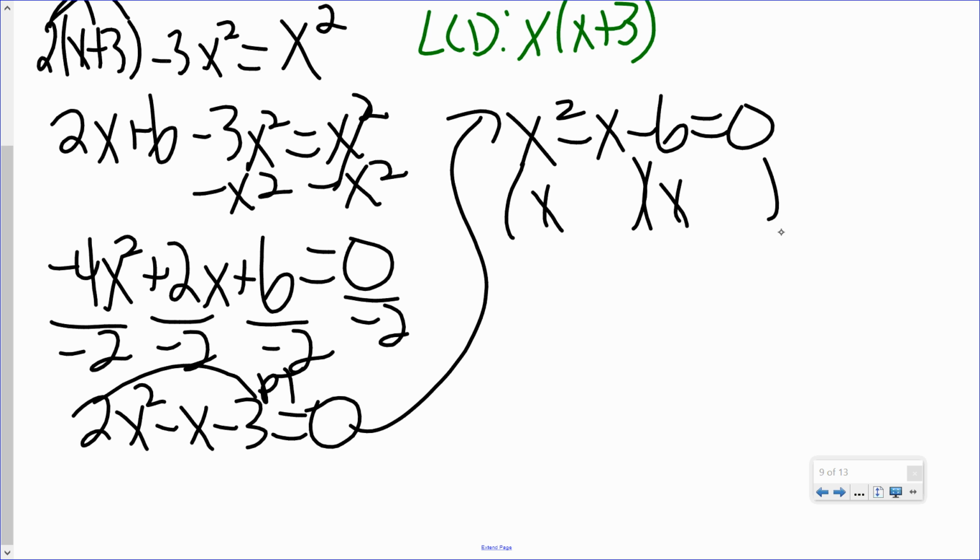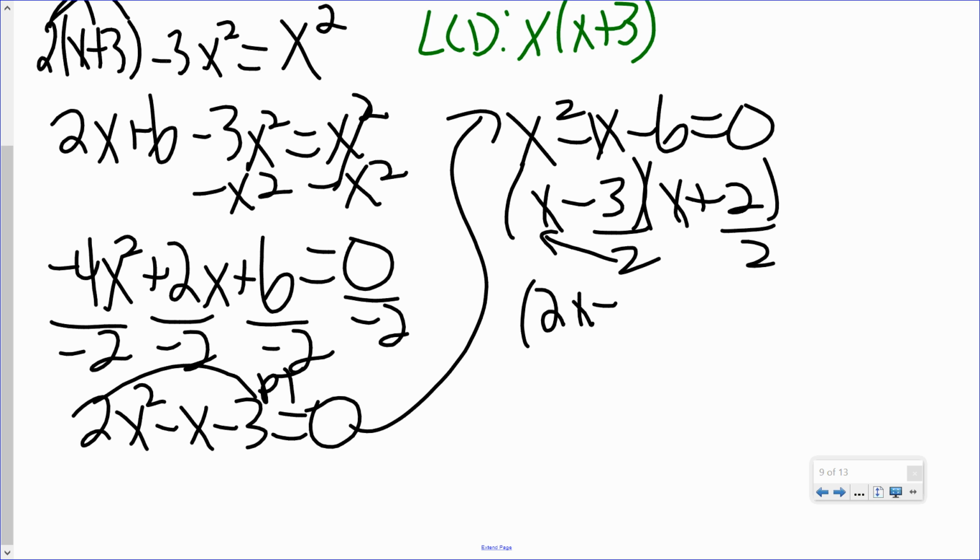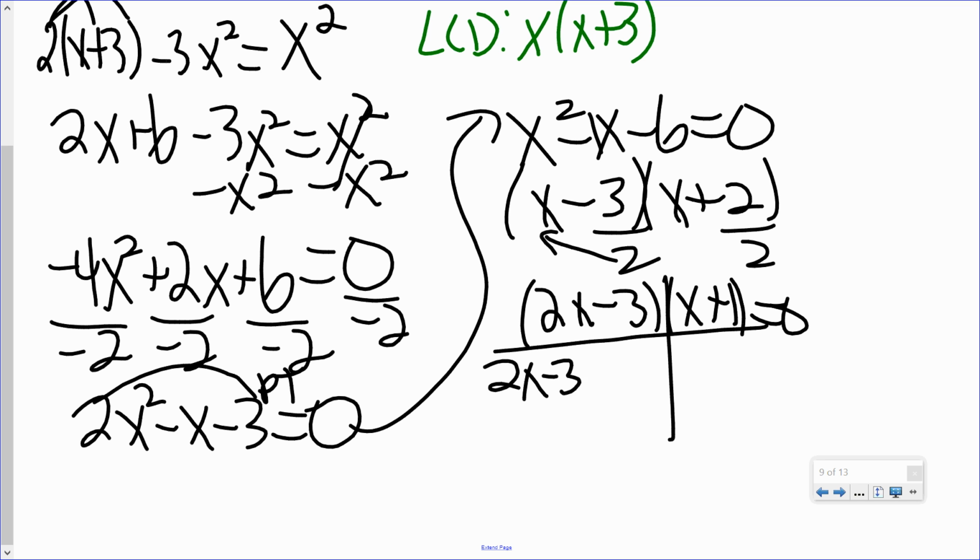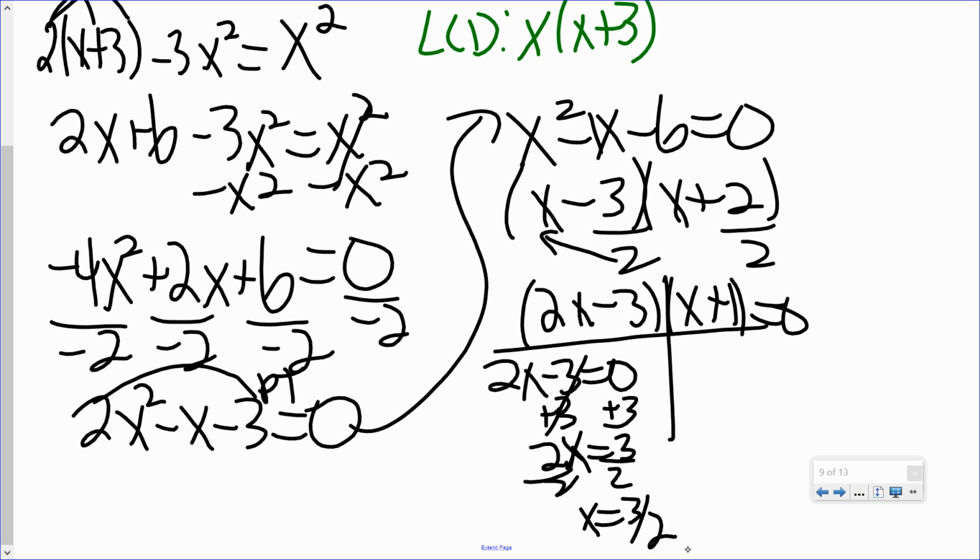What multiplies to 6 and subtracts to 1? 3 and 2. If it doesn't divide nicely, it comes in front. If it does divide nicely, we divide it. Set each factor equal to 0. Add 3, divide by 2. x equals 3 halves. And then for this one, subtract 1. I get 3 halves and negative 1.